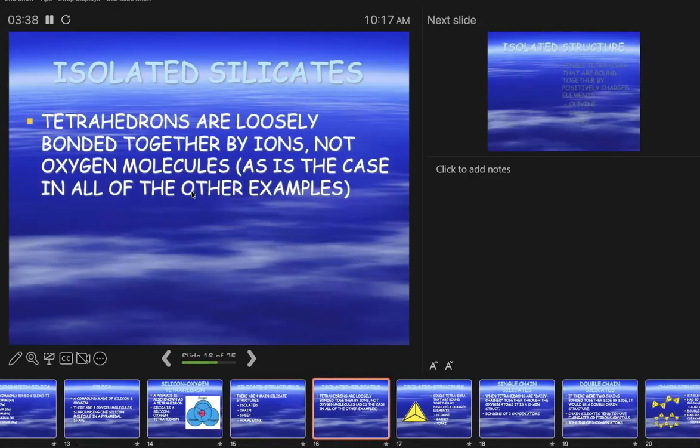All right, isolated usually makes a little more sense in retrospect, but it is the most simple, so we start with it. But if you don't quite get it, wait until we get to some of the others, and then you'll be like, oh, okay. Or maybe you'll get it now. So, the rest of these are going to be bonded together. The tetrahedra are going to be bonded together at the oxygen to oxygen. And what do you guys remember, if anything, about oxygen bonds?